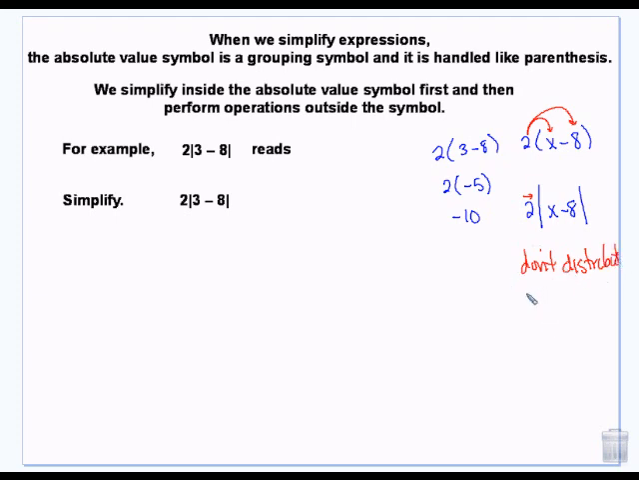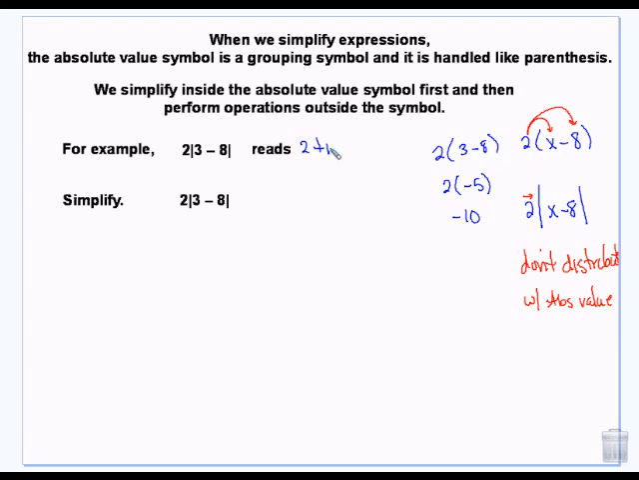Distribute has an E on the end, but you don't distribute with absolute value. Okay? Never distribute. Just think of it as a wall. You can't go in. With the parenthesis, you kind of sneak around the curve, but with the absolute value, you're hitting a straight wall.